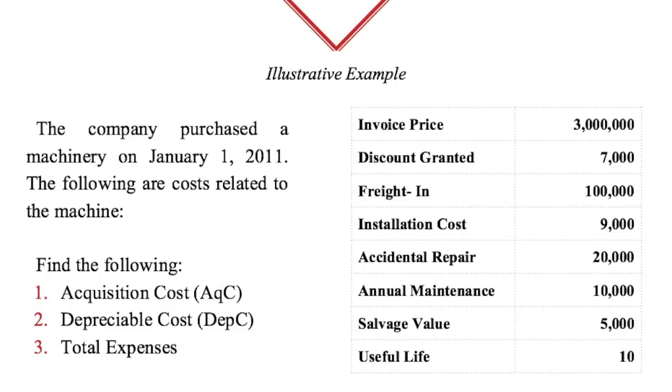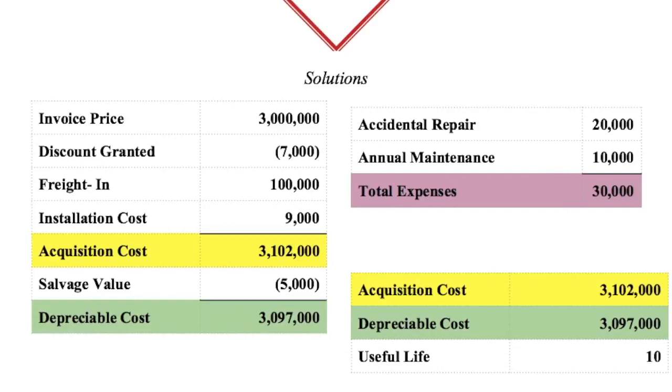Here is a typical illustration. The company purchased a machinery on January 1, 2011. Given the information on the right, we are to find the following: acquisition cost, depreciable cost, and total expenses. The invoice price of 3 million less discounts granted of 7,000 plus freight-in of 100,000 plus installation cost of 9,000 gives us the acquisition cost of 3,102,000. Less the salvage value of 5,000, we will get the depreciable cost of 3,097,000.